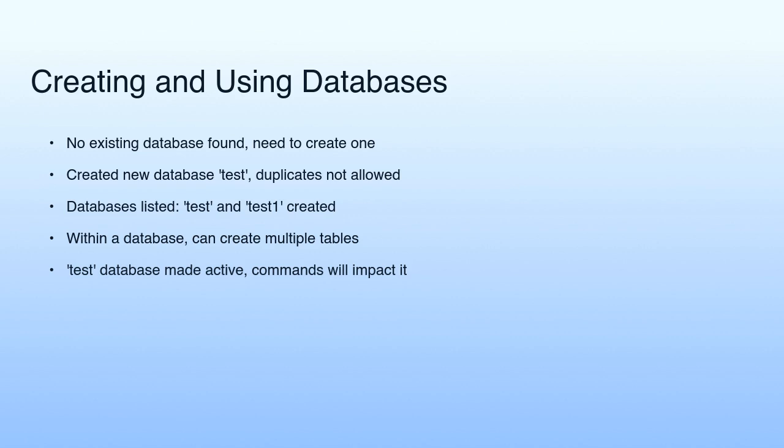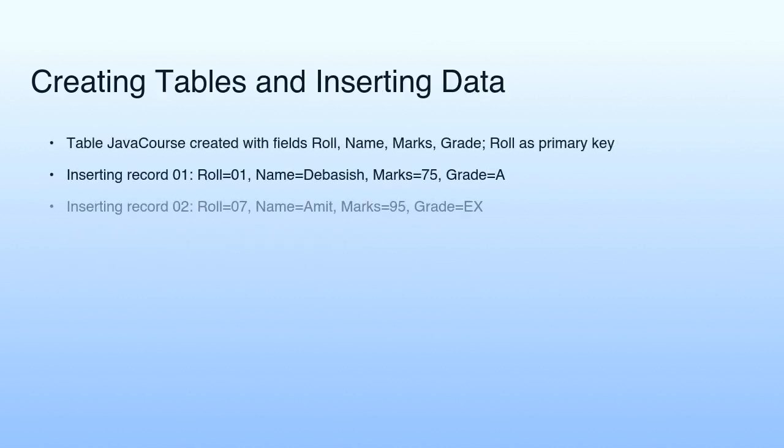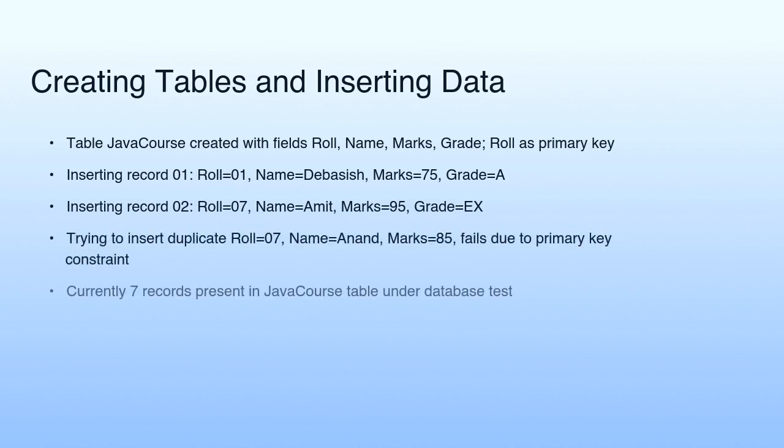Within the test database, a table called JavaCourse is created with fields like roll, name, marks, and grade, where roll serves as the primary key. Data is then inserted into the JavaCourse table, including records with details like roll number, name, marks, and grade. Attempts to insert duplicate roll numbers, which is the primary key, are prevented due to the constraint.